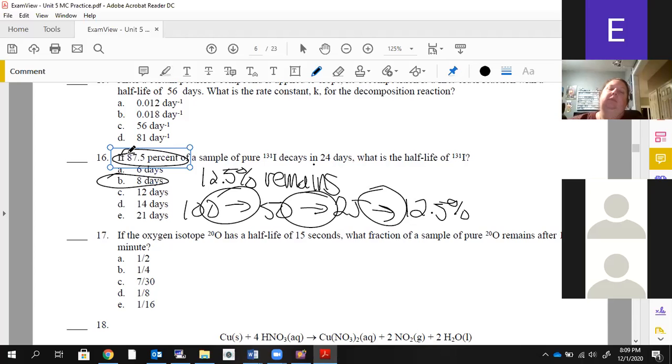So for the percent given, do we always subtract that from 100? It depends on what they give. So this one says it's decayed, but anytime we do any calculations or figure anything out, we're always talking about how much is left. So if they told you you had 87.5% left, then you wouldn't subtract it.